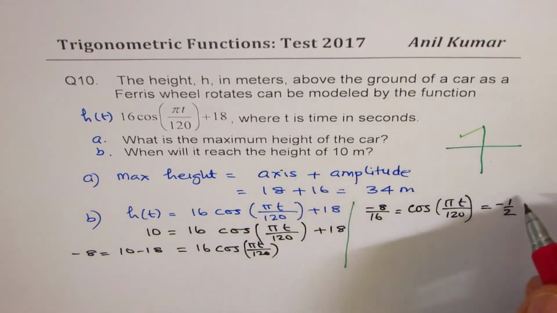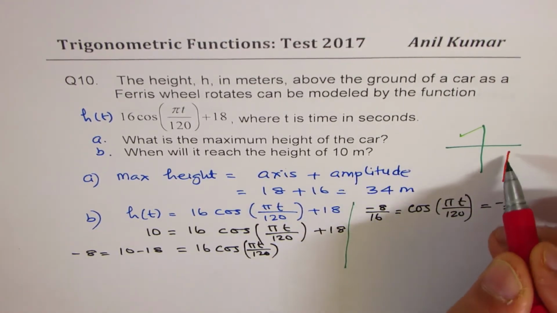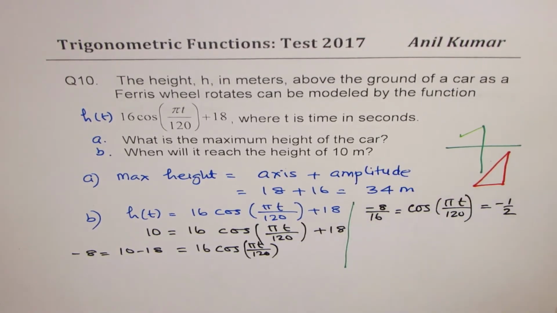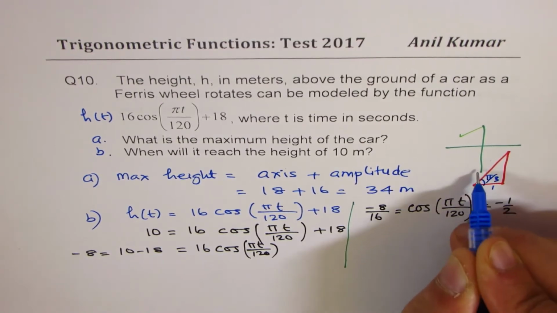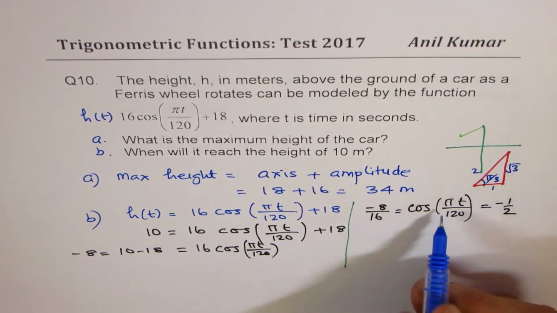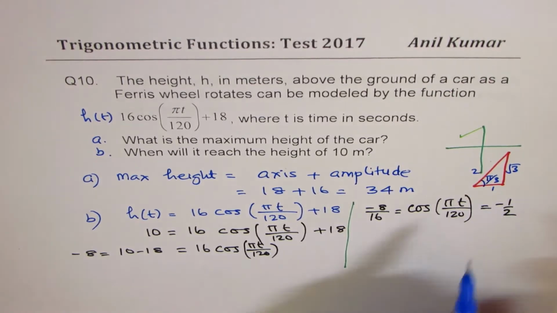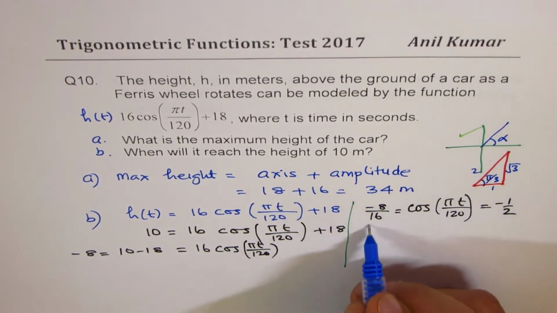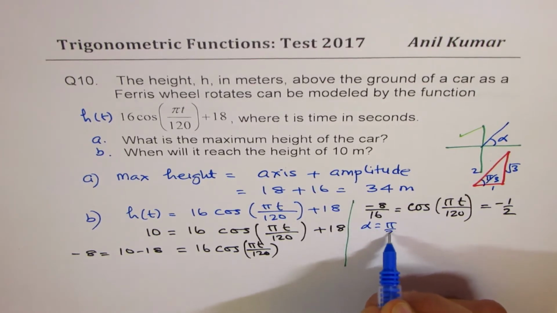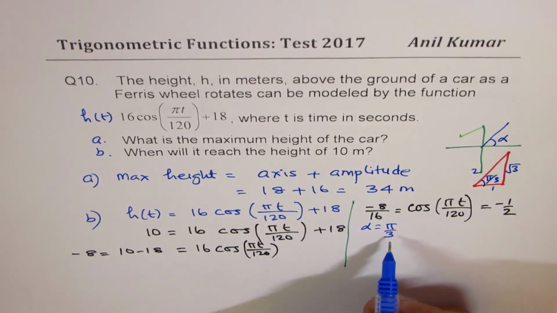You can use a calculator, or you could use a special triangle. So a special triangle can work for half. We know for pi by 3, cos is half, right? So this value should be pi by 3, alpha. So this is like alpha equals pi by 3. So we actually calculate the alpha.